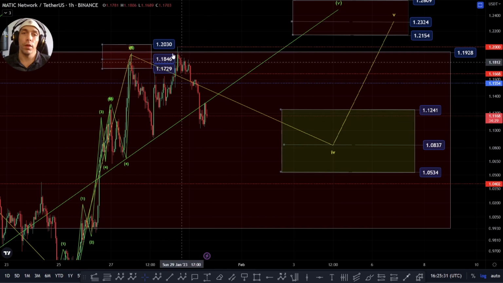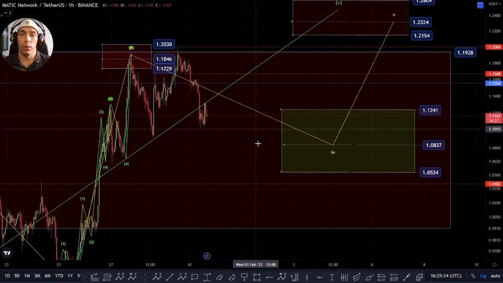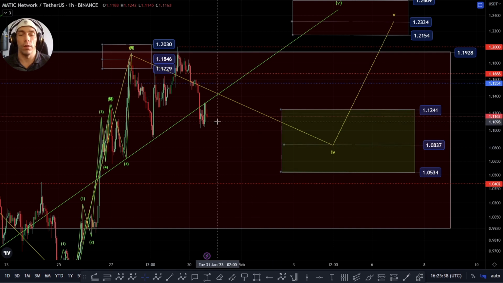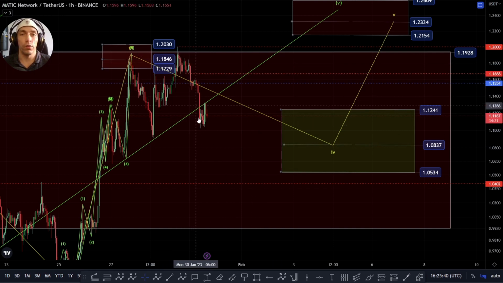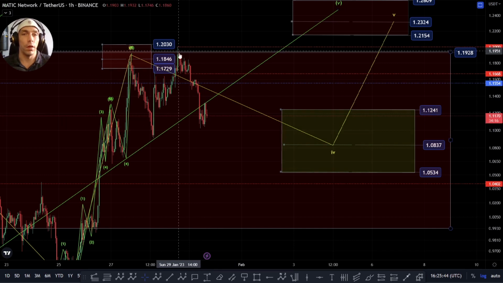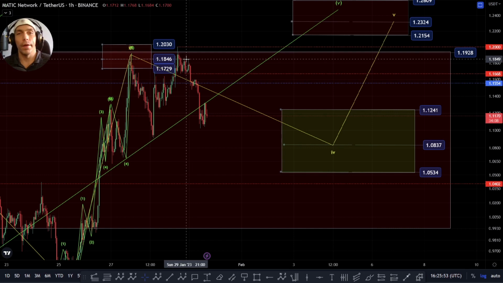Should we not be able to break this high point again, then we have to be careful of the fact we could start to break down. So that's what we're going to keep an eye on over the next coming days, and see how the structure develops over the next couple of days. As soon as there is more structure and confirmation, then we can do another video and we'll update you all.